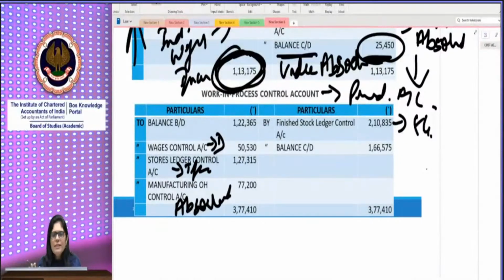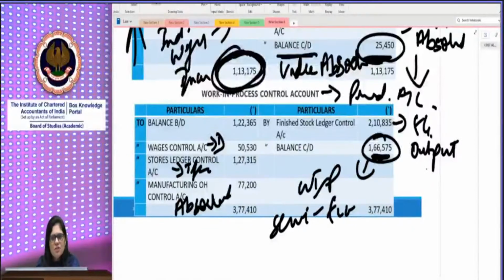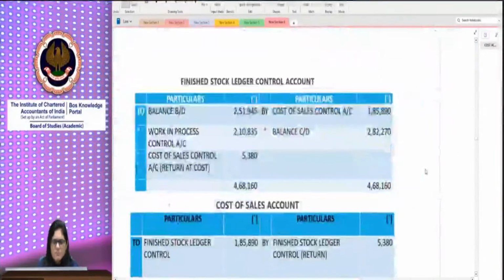Clear? And this has gone basically to finished goods. Whatever is the output of the production will go to finished goods to sell. And this is the balance left of WIP, which means semi-finished goods. Clear? These goods have not been finished yet. These are still in process. And what has been finished is transferred to finished goods as output of production. Clear? So I hope you understand the whole sequence of it.